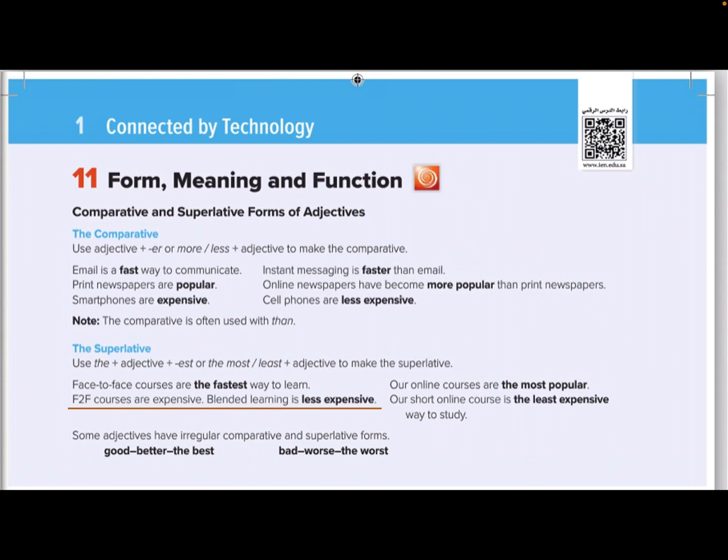Face-to-face courses are expensive. التعليم الحضوري يعتبر غالي. Blended learning is less expensive. التعليم المزدوج يعتبر أقل غلاء. Our short online course is the least expensive way to study. دورتنا القصيرة عن بعد تعتبر الأرخص. Some adjectives have irregular comparative and superlative forms. بعض الصفات تعتبر صفات شاذة. For instance, على سبيل المثال, good, better, and the best, bad, worse, and the worst.